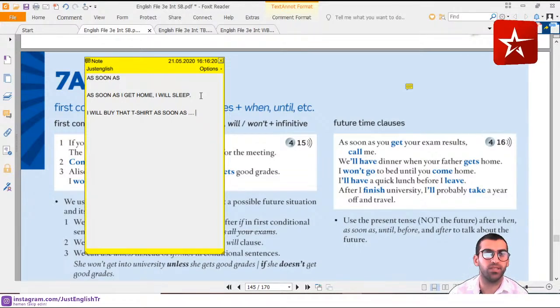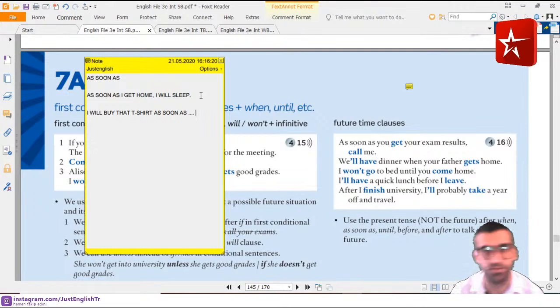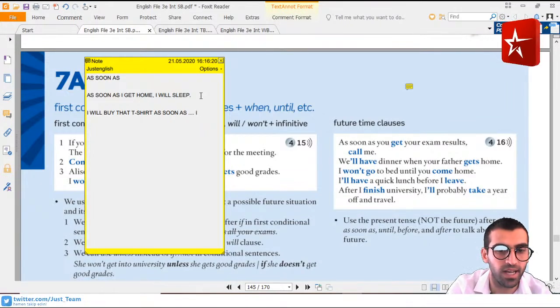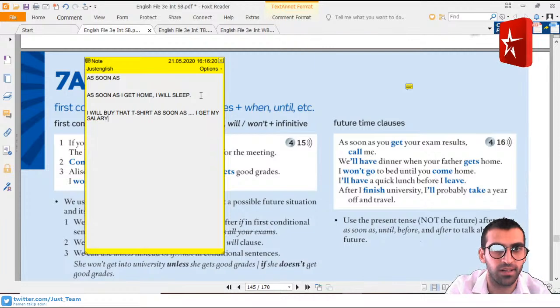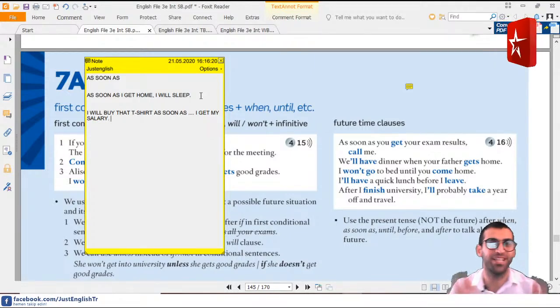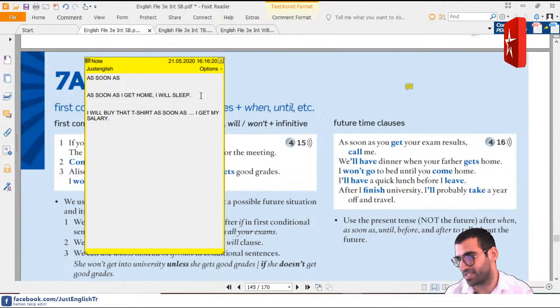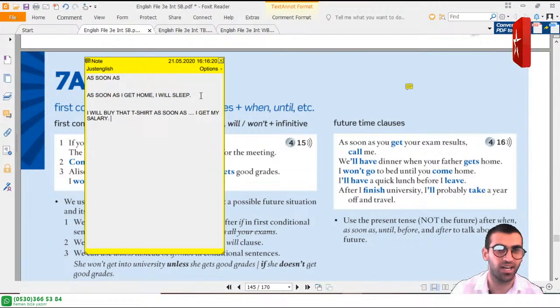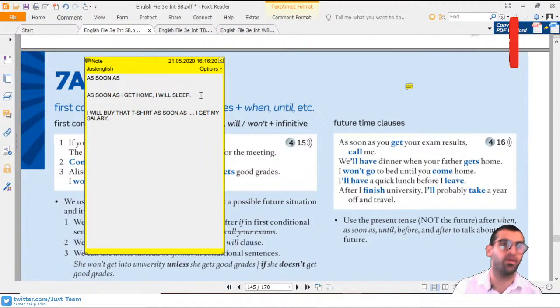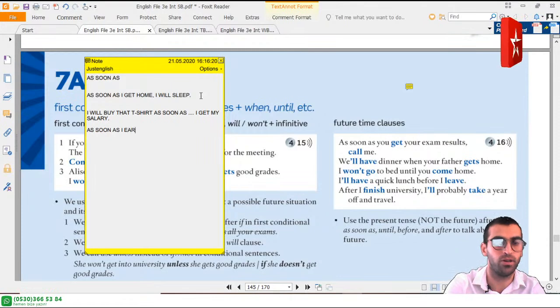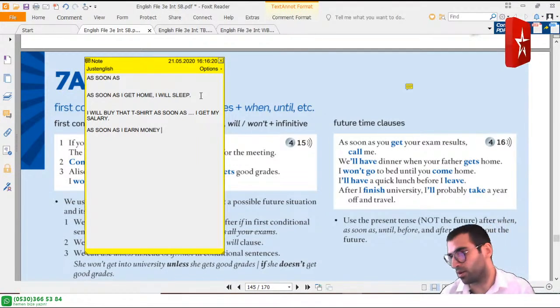Okay, how can we complete this sentence? I'll buy that t-shirt as soon as I earn money. Yes, Minamir says as soon as I get my salary. I'll buy that t-shirt as soon as I get my salary. Yes, I get my salary is a correct answer, and as soon as I earn money is also a correct answer.